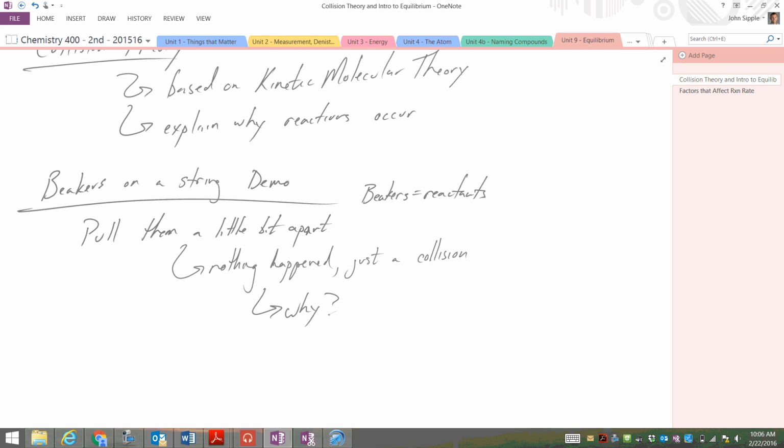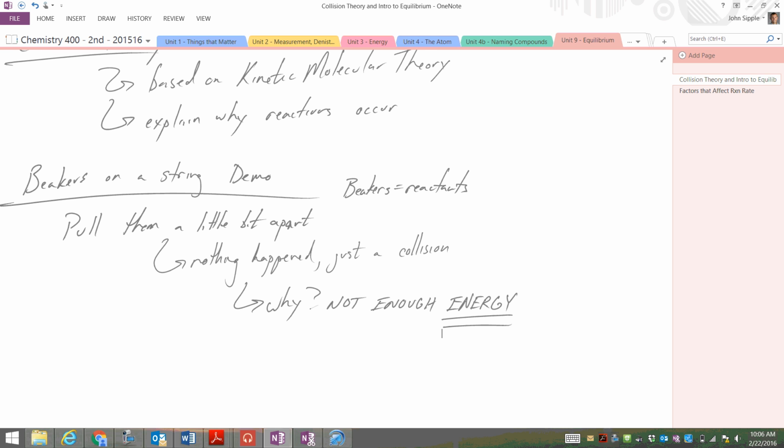Well, we had a collision between our reactants, but nothing happened. How come? There was not enough energy. Great, not enough energy. We've got to have collisions with enough energy to have a reaction happen. I want to break these suckers. Let's do this. I'm going to pull them pretty far apart now.